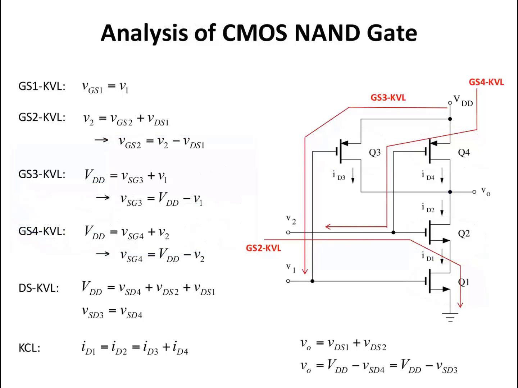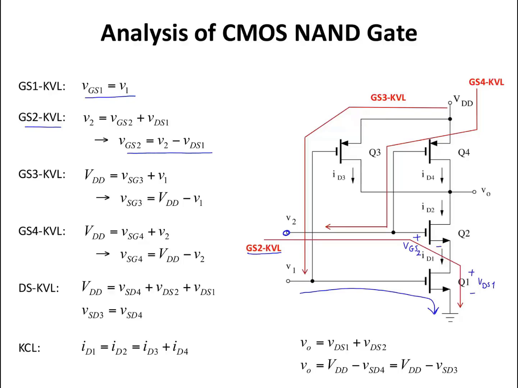Let's take a look at the circuit equations for this CMOS-based NAND gate. The gate to source KVL for transistor 1, which is this loop here, tells me that VGS1 equals V1. KVL for gate to source of transistor 2, which is this KVL here, tells us that V2 is equal to VGS2 plus VDS1, or VGS2 equals V2 minus VDS1.